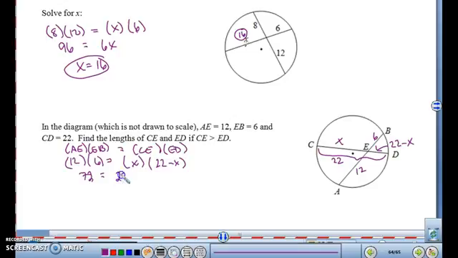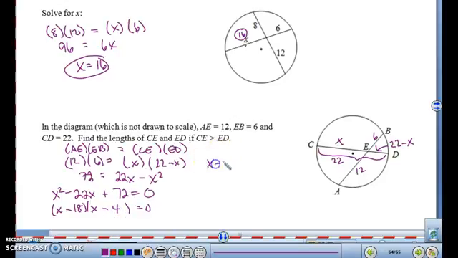Distribute here, we have 22x minus x squared. Okay, this is a quadratic, so I want it to get equal to 0. So I want this to be positive x squared so I can factor it, so I'm going to actually move these two to the other side. So this becomes x squared minus 22x plus 72 is equal to 0. All right, factor, factor, factor. This is going to be x and x. And since it's plus here and minus here, it's going to be minus, minus. The factors of 72 that add up to negative 22 would be 18 and 4.